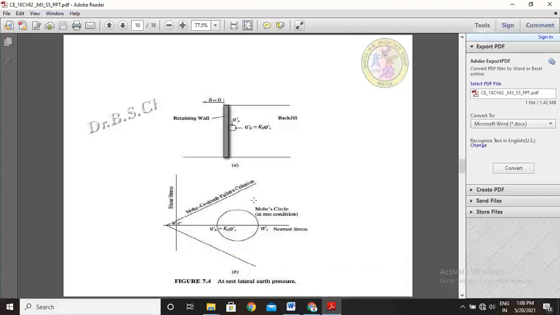This we are considering as the Mohr-Coulomb failure criteria. This is the Mohr-Coulomb failure criteria. This angle we consider as phi dash, and this distance we consider as c dash.